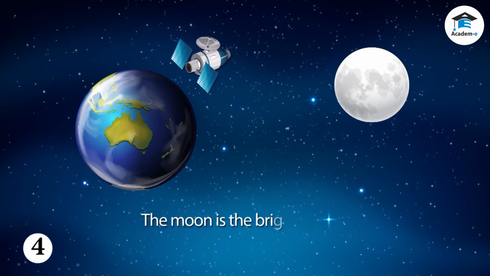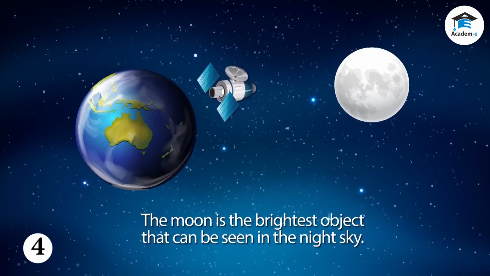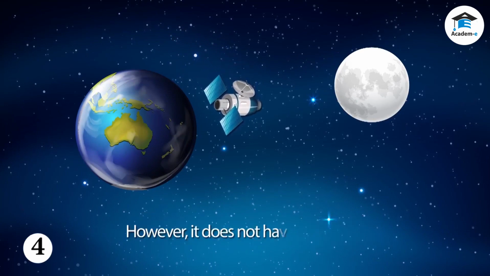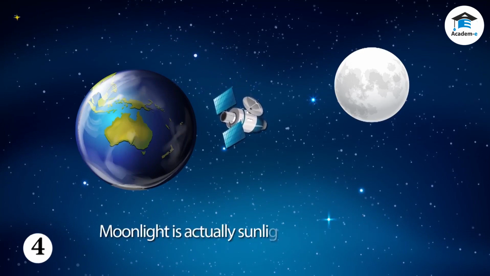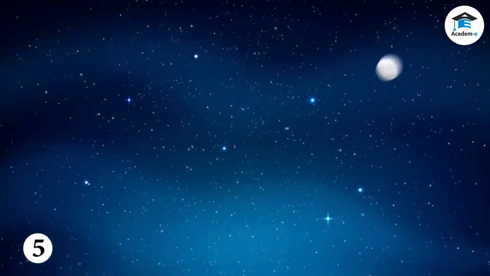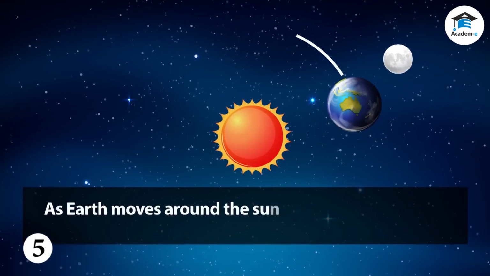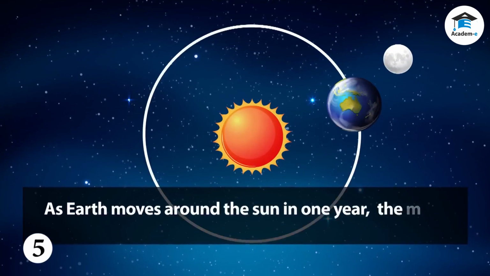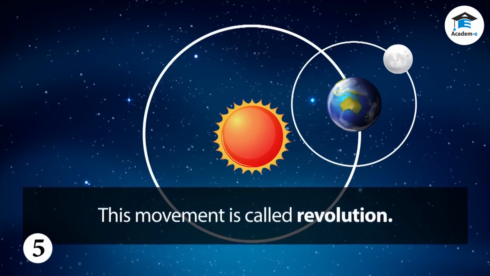The moon is the brightest object that can be seen in the night sky. However, it does not have its own light. Moonlight is actually sunlight that is reflected by the moon. As mentioned, the moon is Earth's natural satellite. As Earth moves around the sun in 1 year, the moon moves around Earth in 1 month. This movement is called revolution.